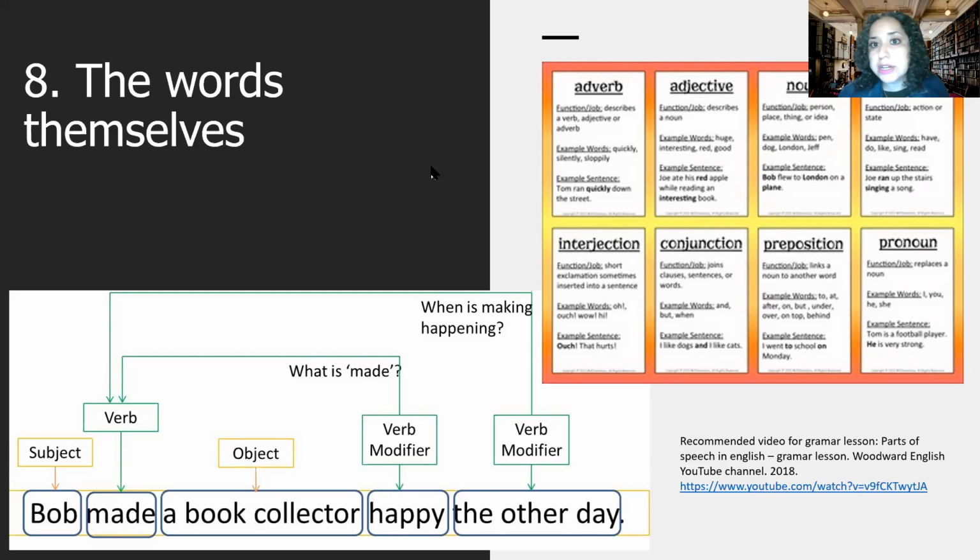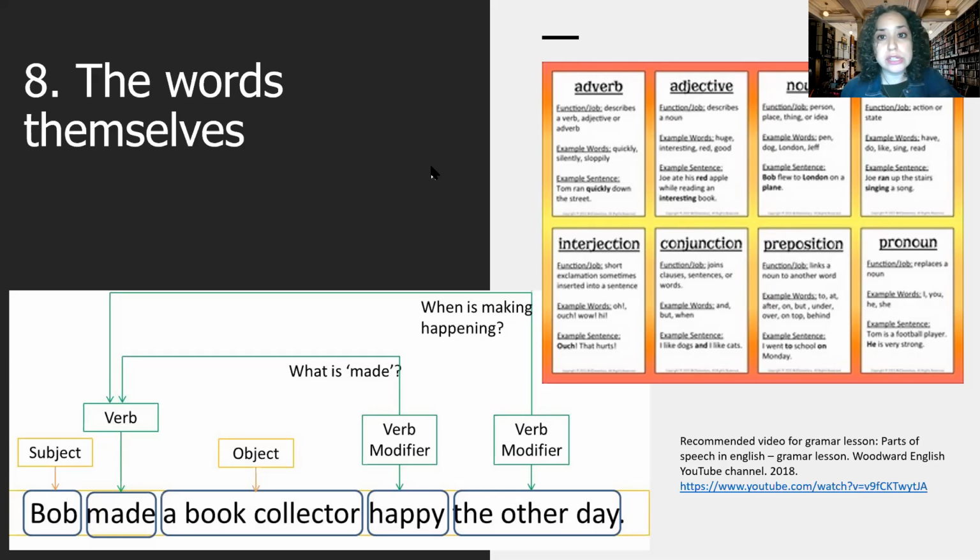A very basic grammar. You learn this in English level number 1. It's just to remind you to use complete sentences and simple sentences like this one. Bob made a book collector happy the other day. So it's about giving the message, but the complete, full message.